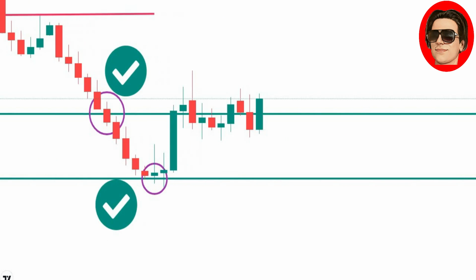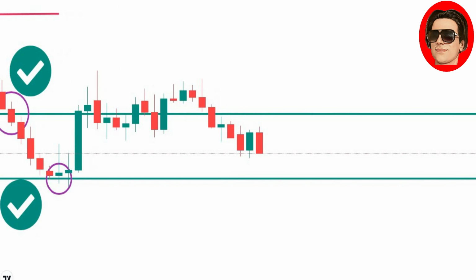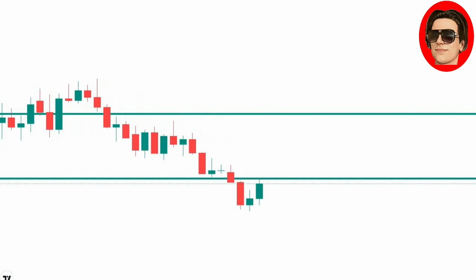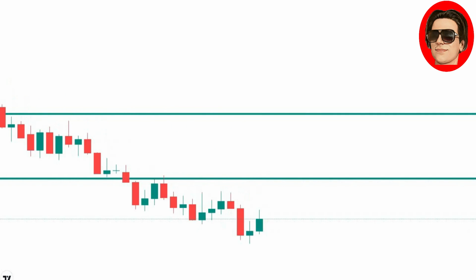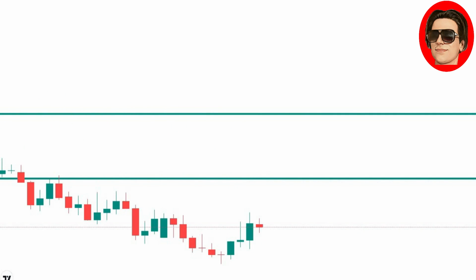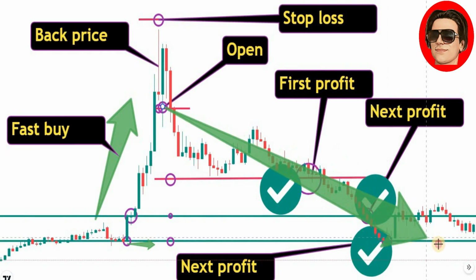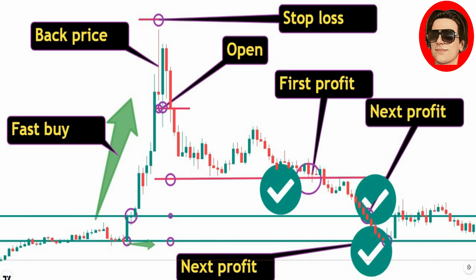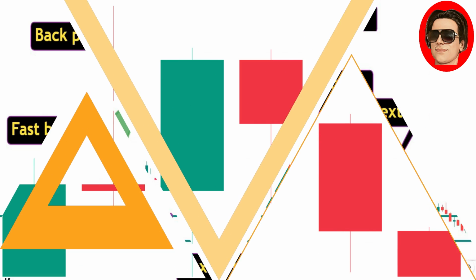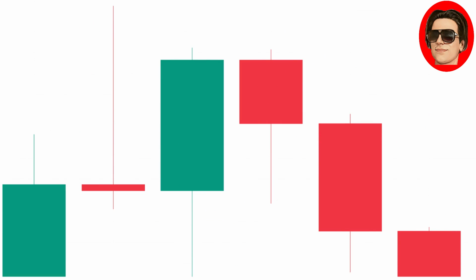Very, very good. Yes. This position is very, very good. Look at the chart, back price after fast buy, and have a stop loss, have a 3 profit, and very, very good. This position is very, very good.